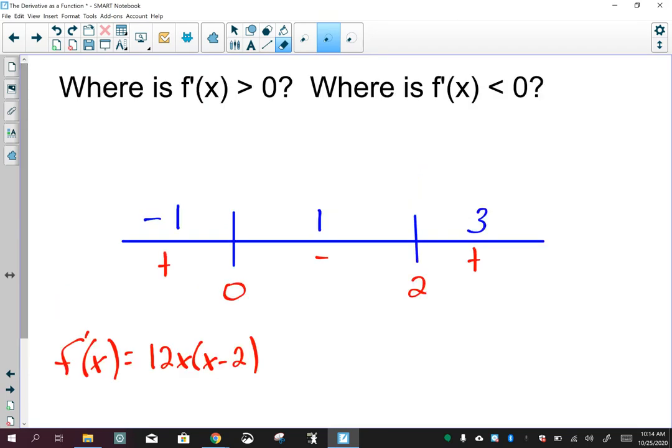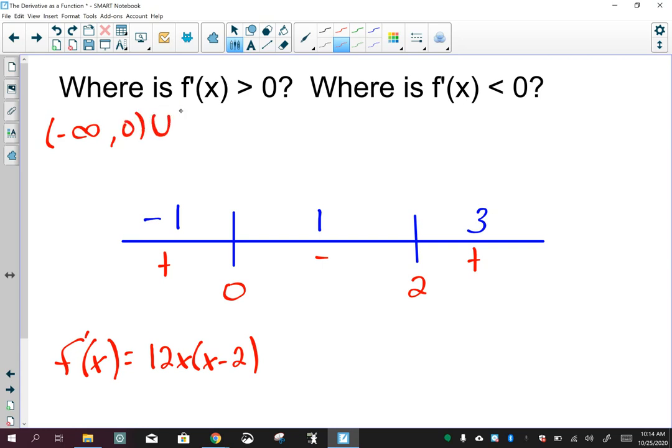So now I can go back up here now that I've done a sign chart, and I can tell you exactly what's happening here. So where is f prime greater than 0? Well, it's greater than 0 from -infinity all the way to 0, and I'm going to union that to infinity. So that's the first piece. It is less than 0 from 0 to 2.